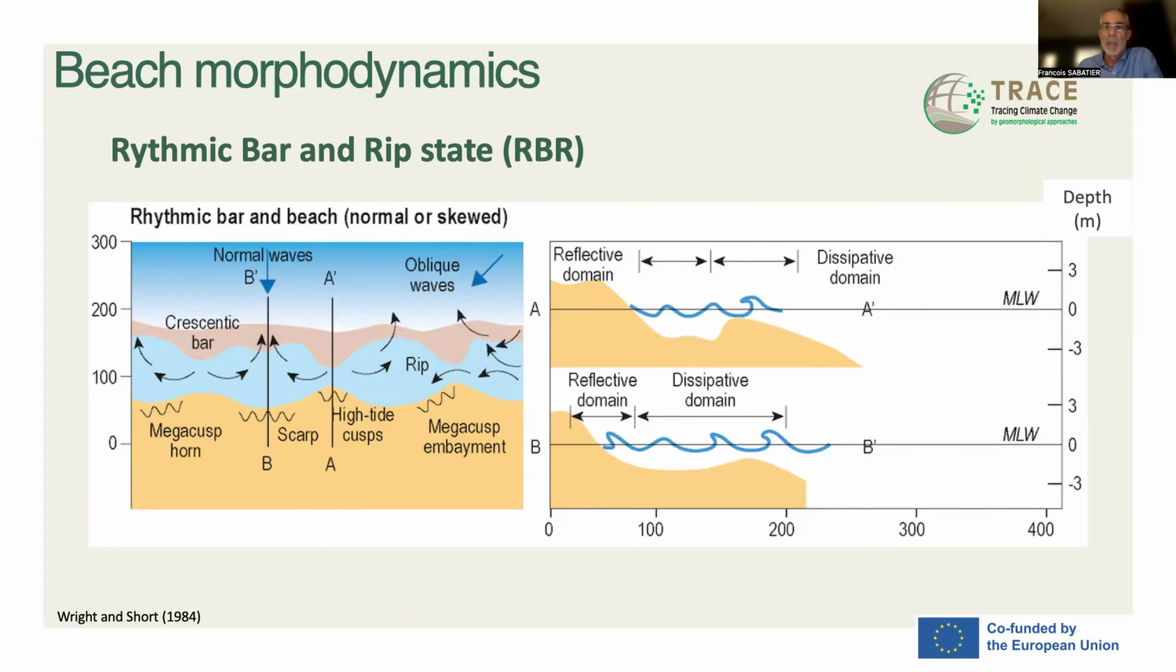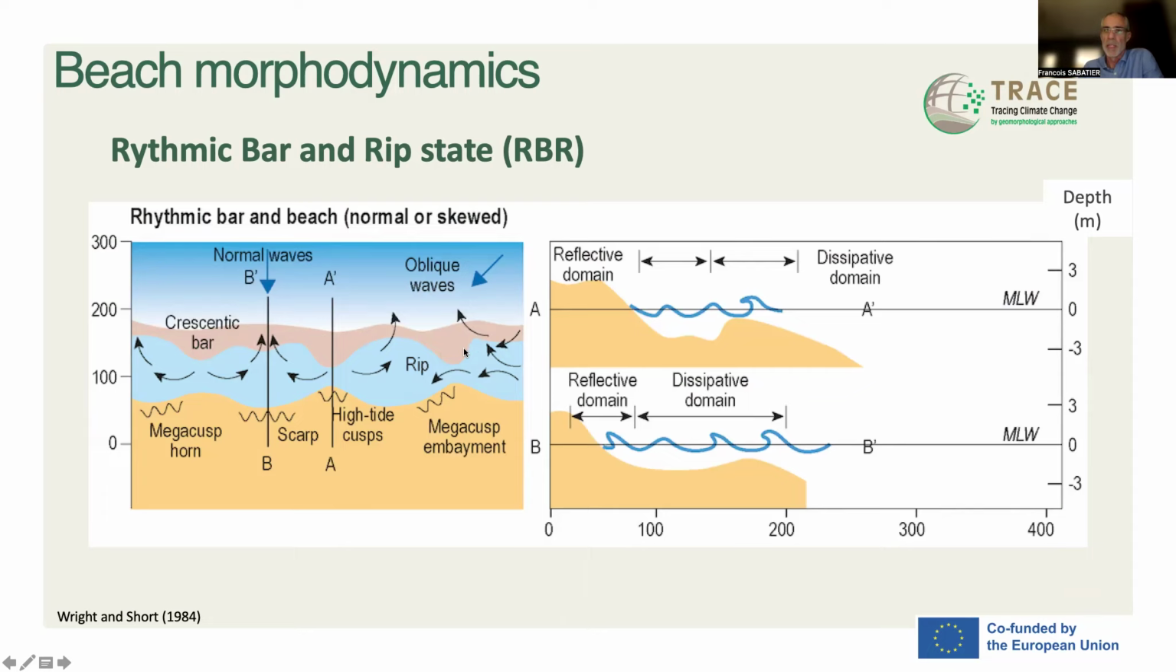In the rhythmic bar and beach state, waves still break on the nearshore bar, but the bar is not straight. You should keep in mind that the bars are straight only in the longshore bar-trough systems. Instead, it shows a rhythmic undulation, and this rhythmic undulation is present along the shore. This variation influences where and how waves break. It is connected to wave breaking.